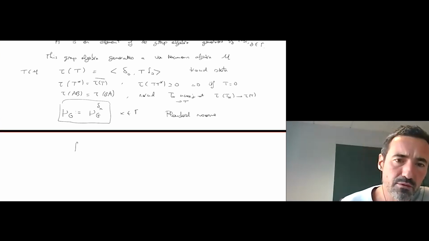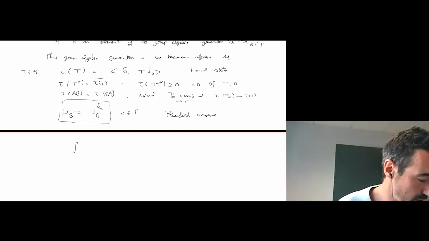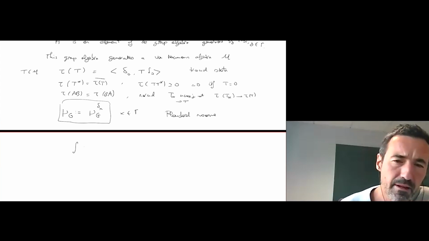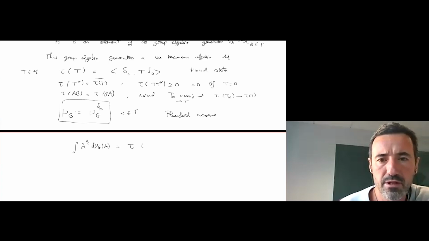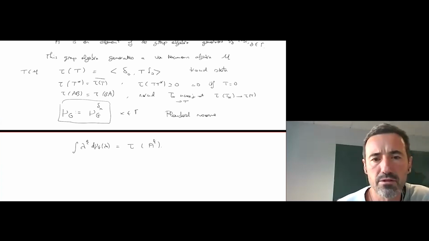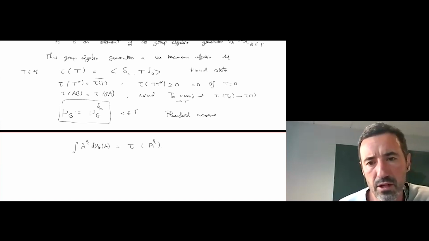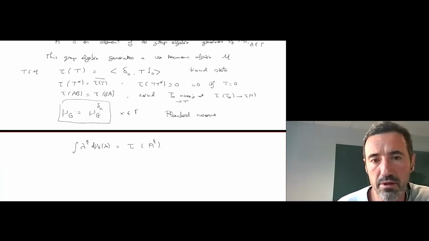And the moments of the spectral measure mu_G are simply, in terms of the trace, the moments of the operator A. So in other words, the distribution of A in this group algebra, meaning the collection of all its moments, is encoded by its spectral measure.